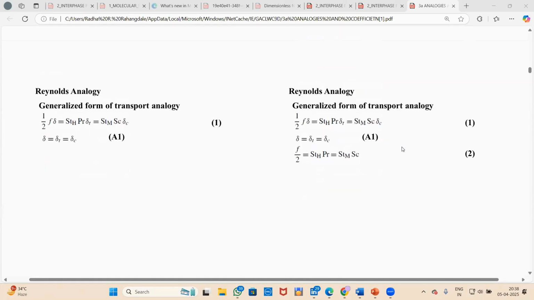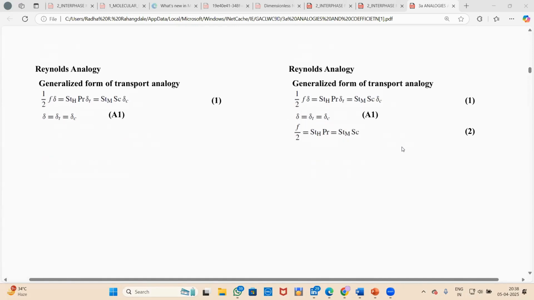This generalized equation will be further used for our Reynolds analogy, our Chilton-Colburn analogy, and our Prandtl's analogy.